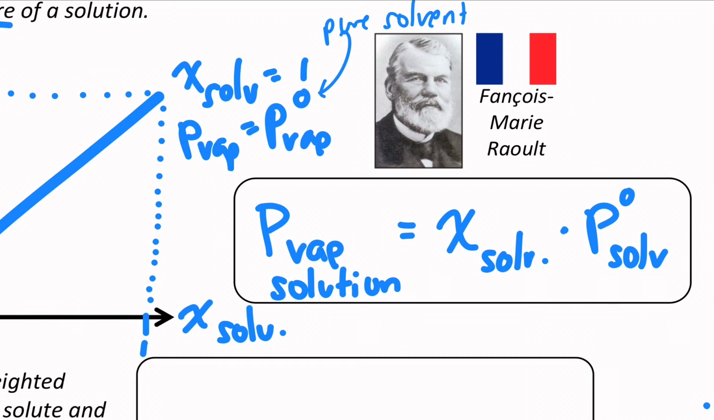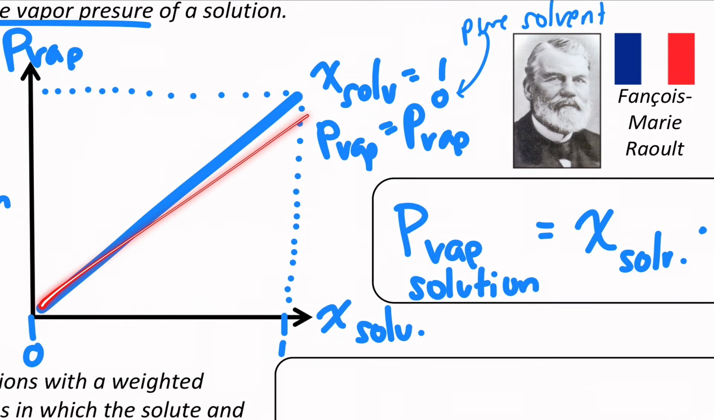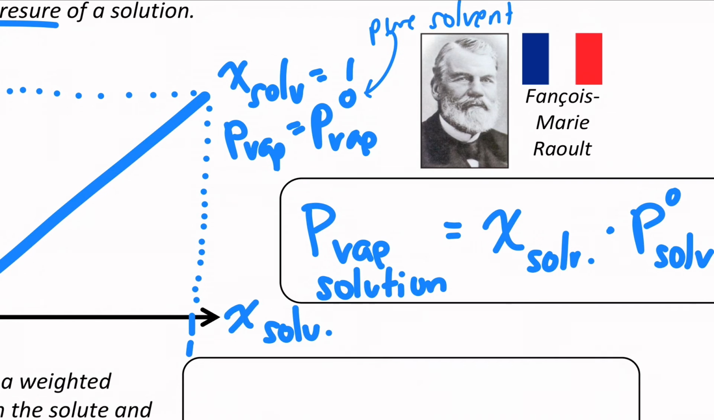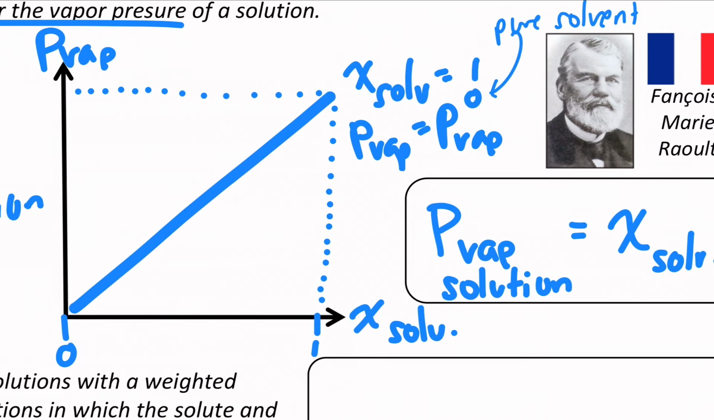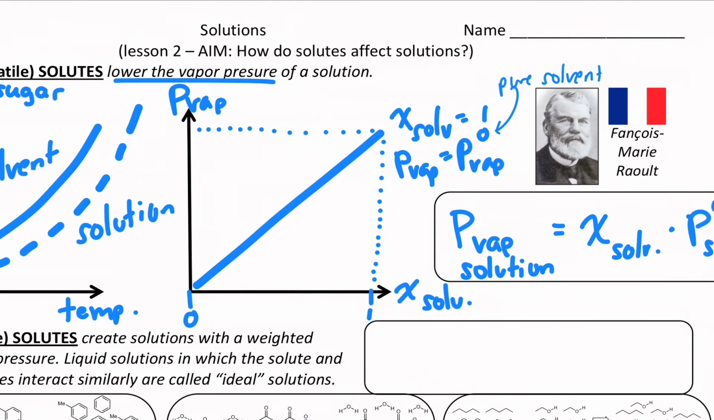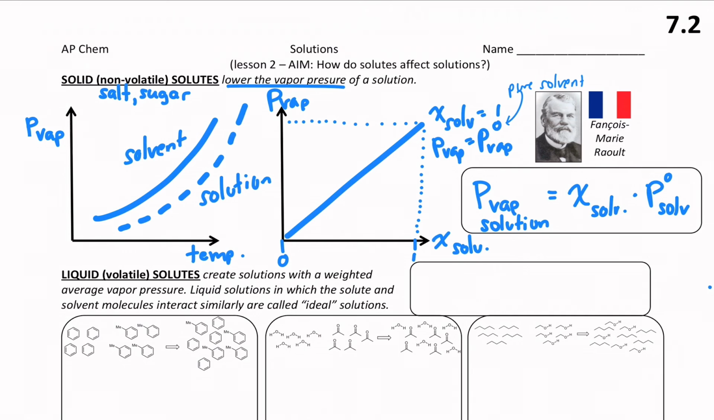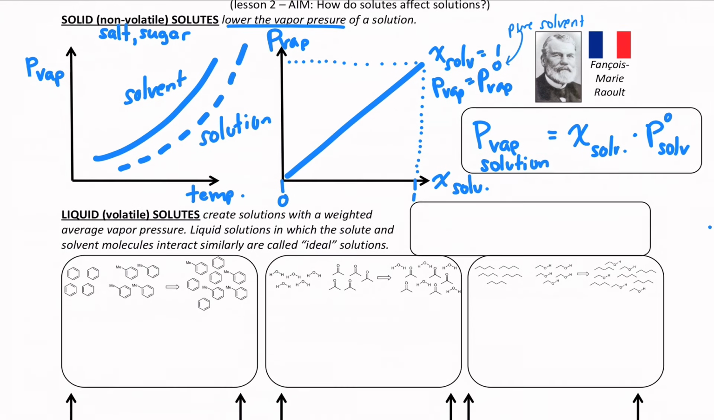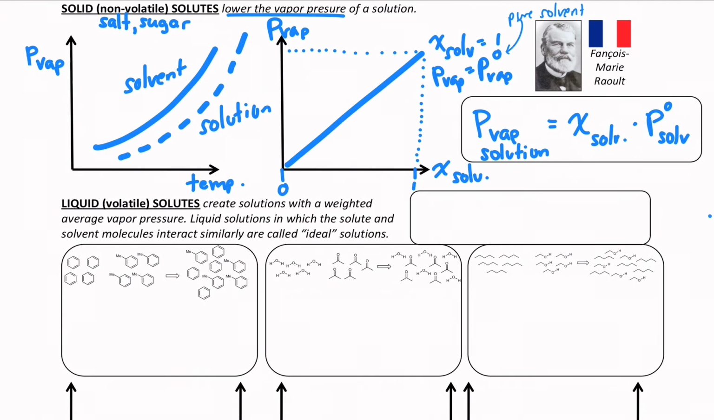Maybe turn volume into mass into moles and take the ratio of the two moles, and then you simply multiply it. You can hopefully see how that equation turns into this line as you have more and more solute, then your mole fraction of solvent gets lower, and indeed your vapor pressure gets lower correspondingly. Nice linear relationship. That's one of the main reasons we're going to use mole fraction. And that's it for solid solutes for now.